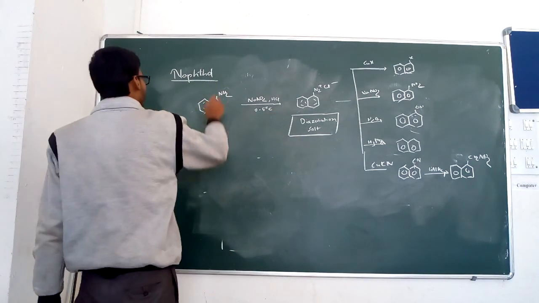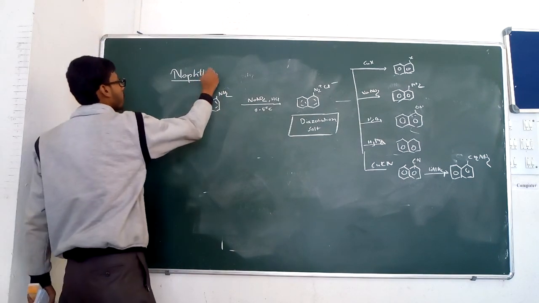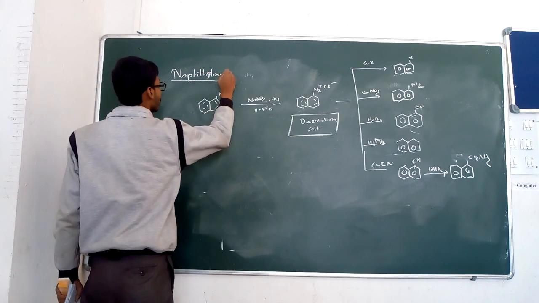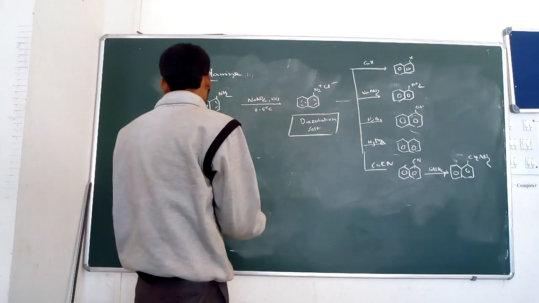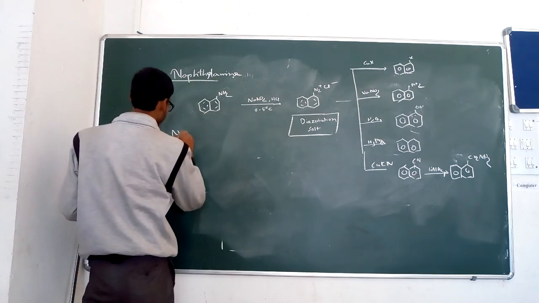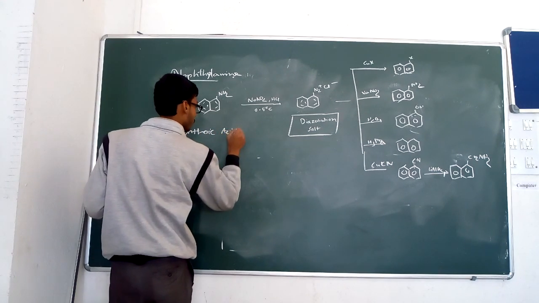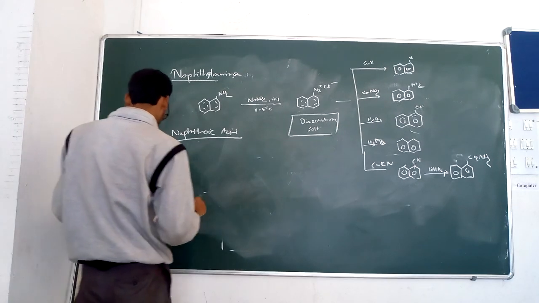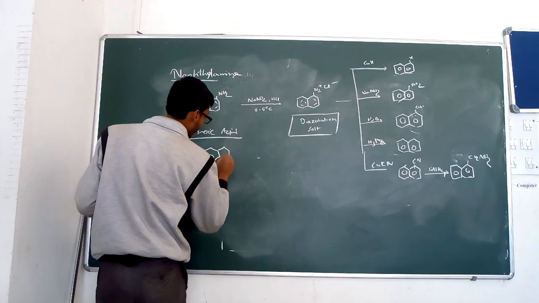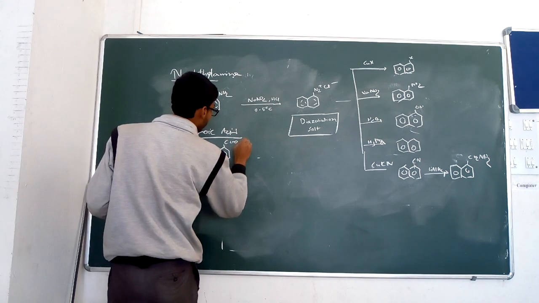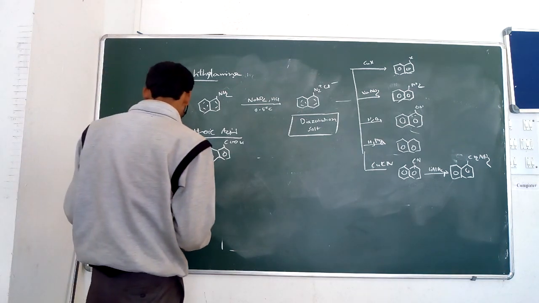And like the naphthol, the naphthylamine is also used for the preparation of dyes. The last two are the naphthoic acid and the naphthaquinone. Naphthoic acid has the structure with the carboxylic group attached at the C1 position, and that is the structure of naphthoic acid.